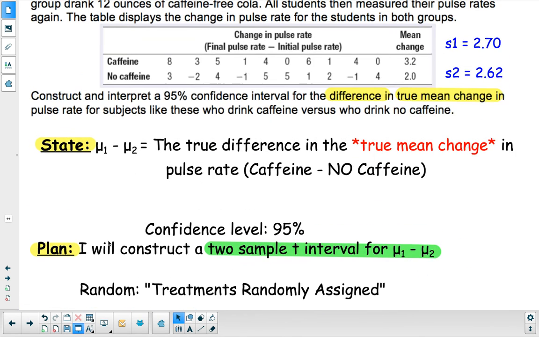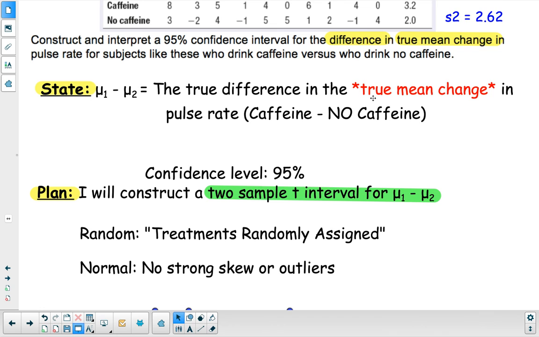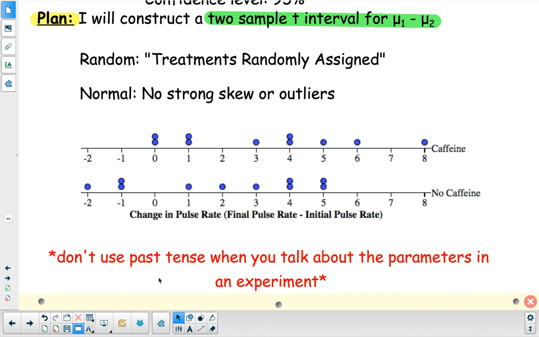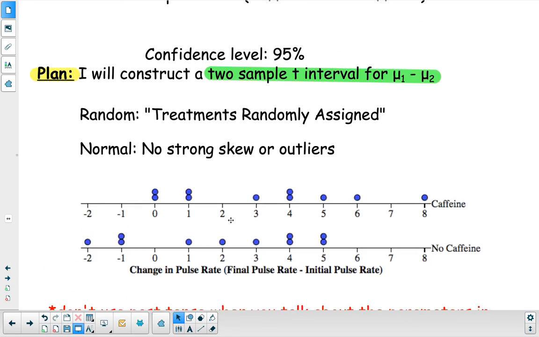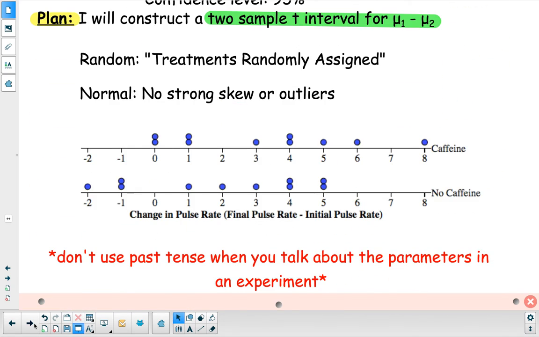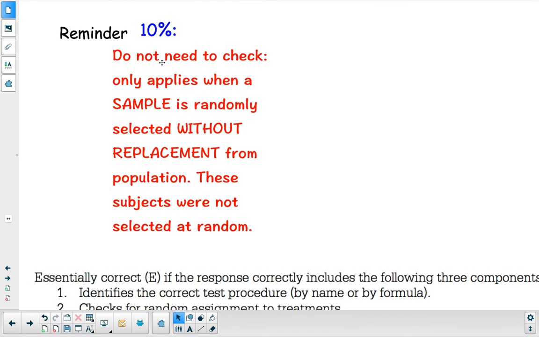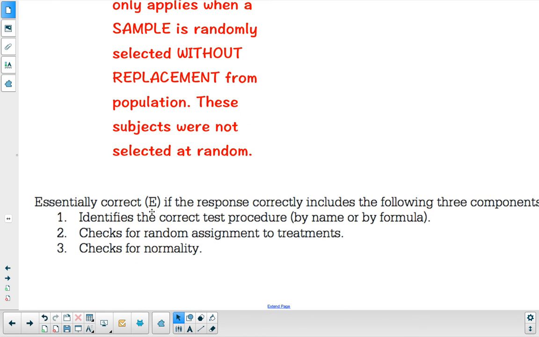There's an interesting detail. So the true difference in the true mean change in pulse rate, caffeine minus no caffeine. Notice how that's kind of present tense. So just be careful with that. You will get marked off on rubrics for that. And then the reminder, we are not checking the 10% condition because that only applies when a sample is randomly selected without replacement from a population, and these subjects were not selected at random.